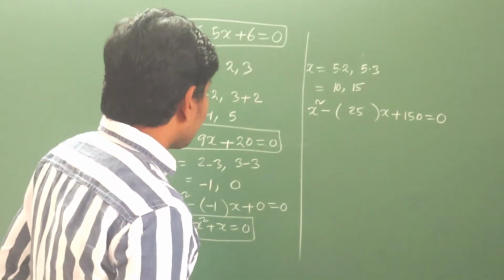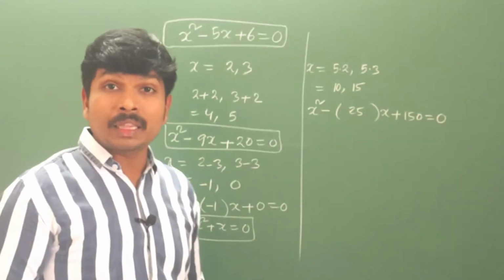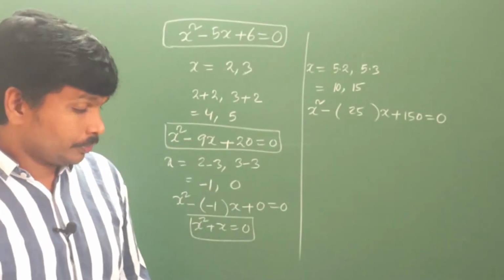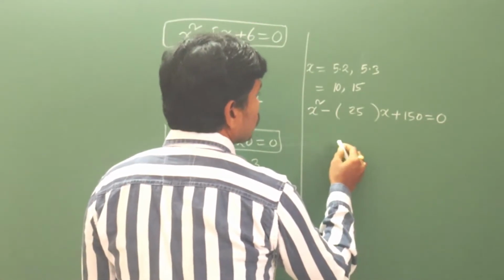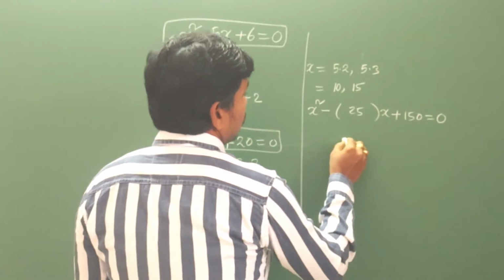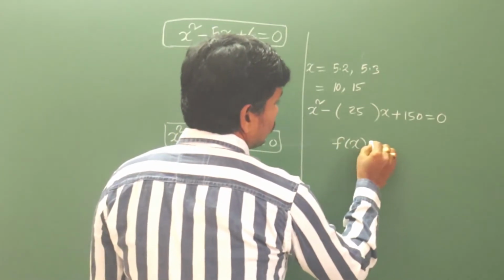Now observe here, method 2. So your original equation is denoted by, suppose, f of x equal to 0.